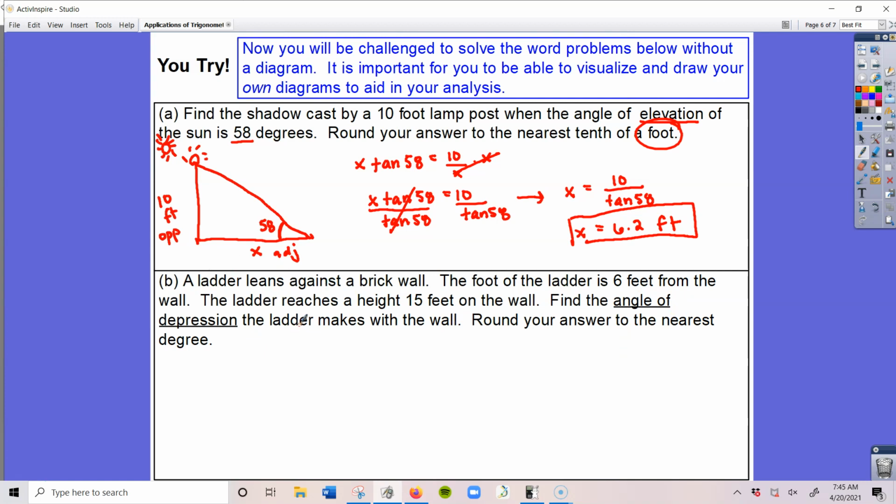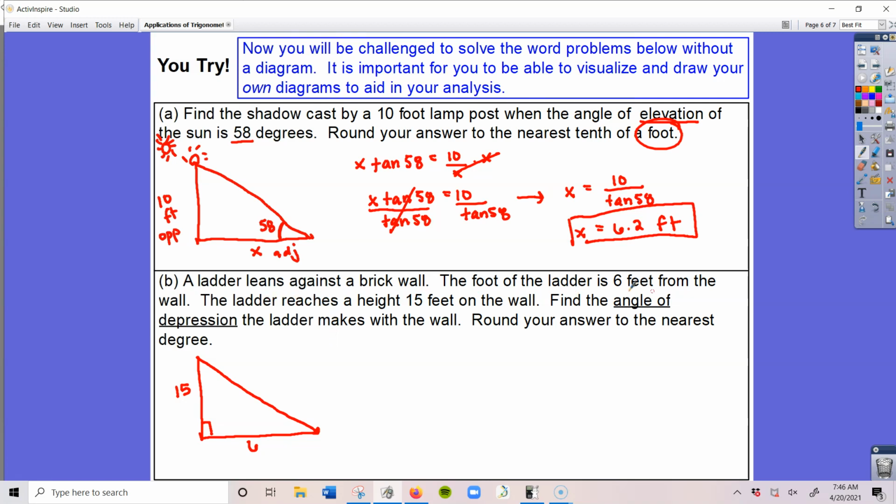So, okay, let's draw this out. We have a wall. We have a ladder leaning on the wall. So that's my ladder. And this is the ground. Here's the 90 degrees. Okay. So it says the foot of the ladder is 6 feet from the wall. This is the foot of the ladder, and it's 6 feet from the wall. So it's talking about the ground. The ladder reaches a height of 15 feet on the wall. So here's my ladder. This is the top of the ladder. So this is the height, 15.